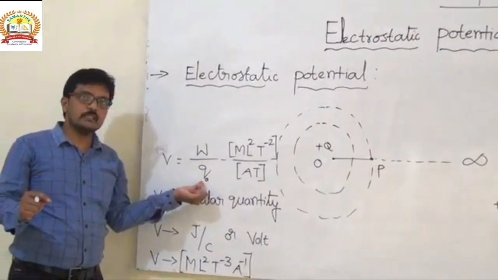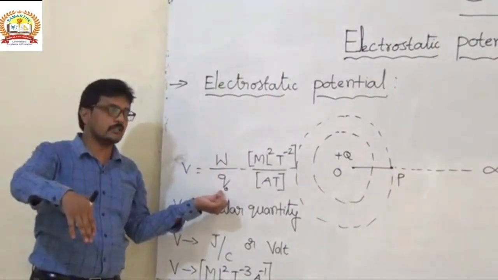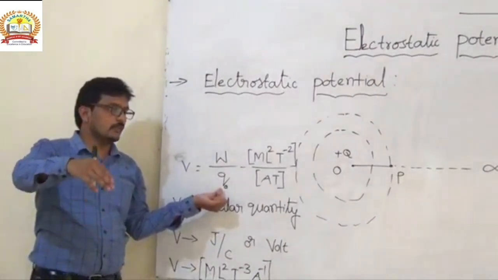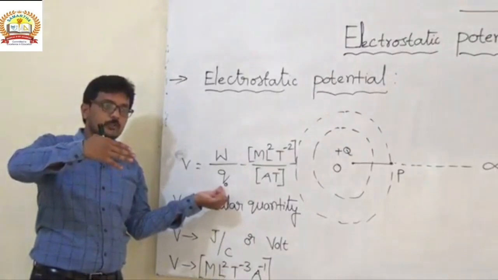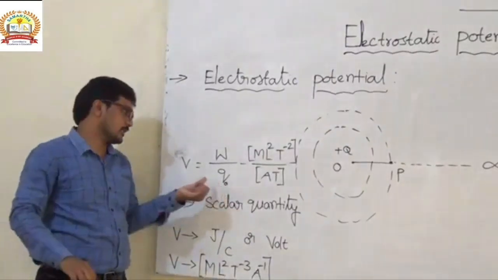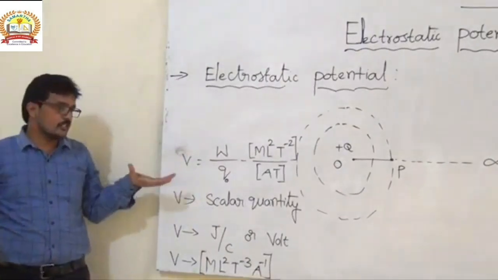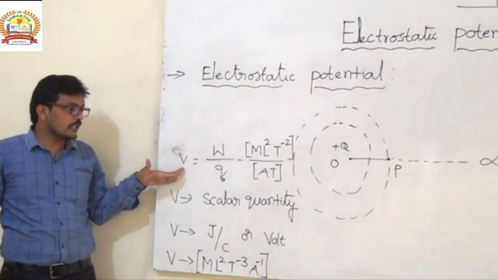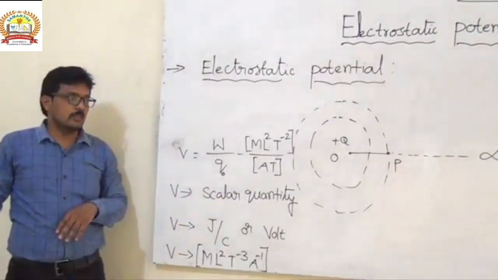from infinity to the given point. So we are taking the charge into the field, which means we need to do work against the field. Okay, that is called the potential. And this electrostatic potential is equal to the potential energy per unit test charge.